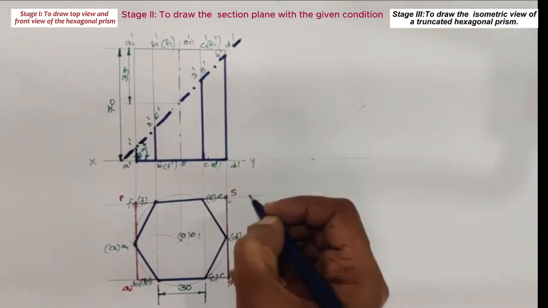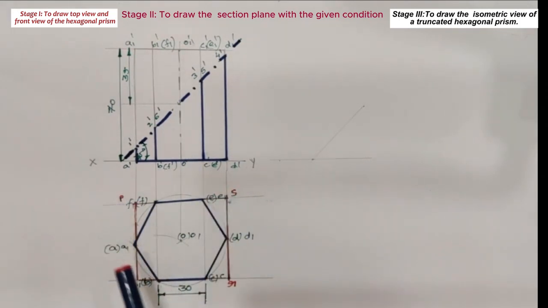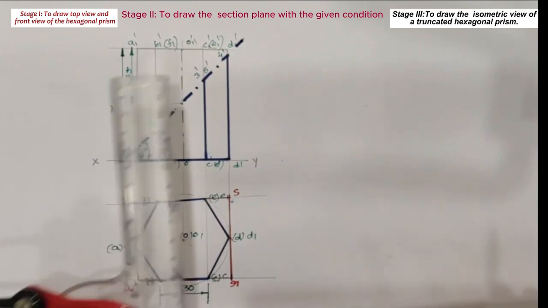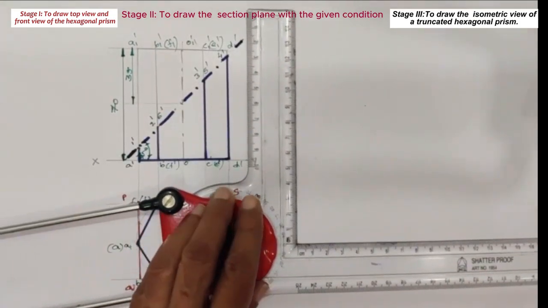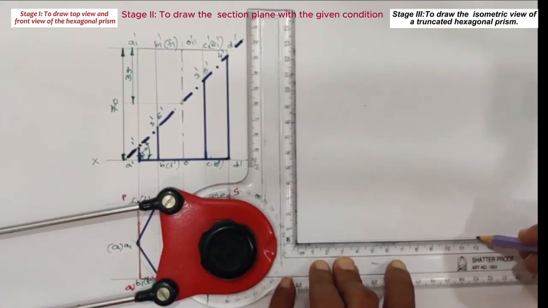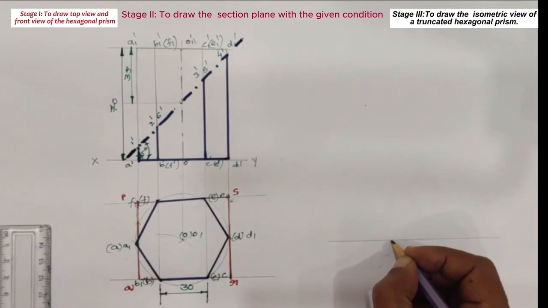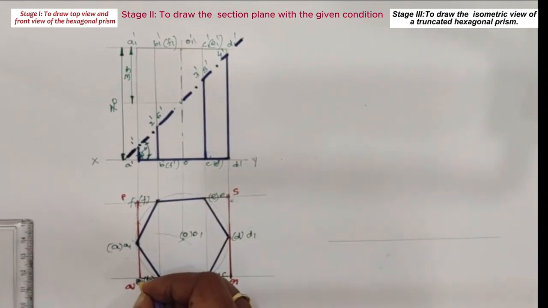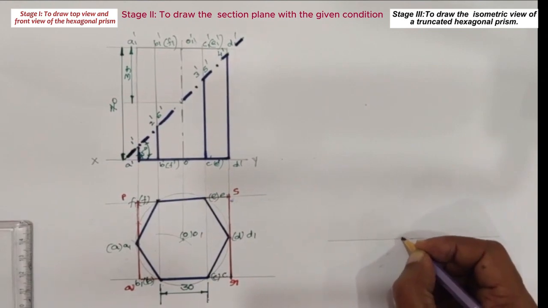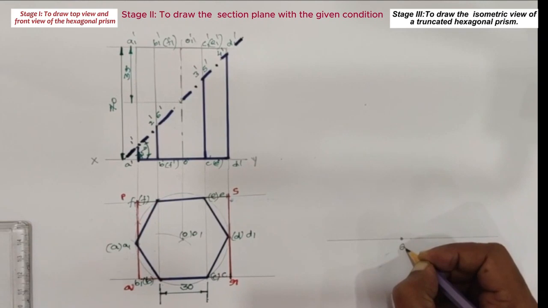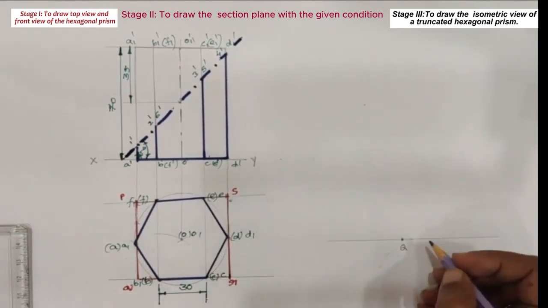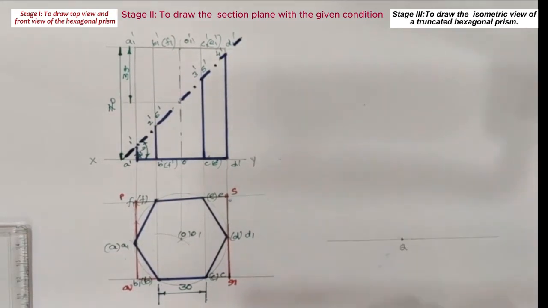Then name the rectangle as, say, P, Q, R and S. With reference to the rectangle PQRS, we will draw the isometric view of the base of the hexagonal prism, say A, B, C, D, E and F. As a first step in drawing the isometric view, draw a ground line. On the ground line, locate a point Q. Then at Q, draw two axis lines, say X as well as Z, which make an angle 30 degrees to the ground line.